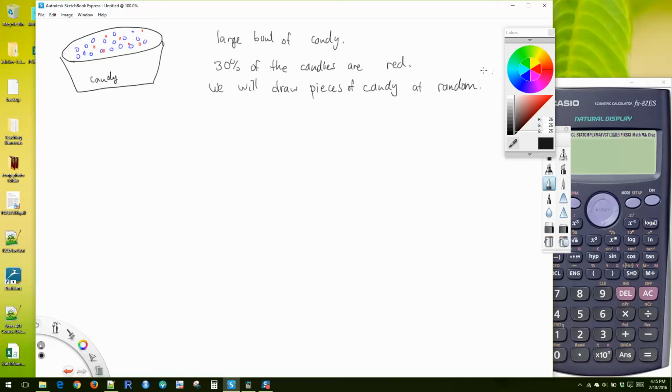Okay, and we will assume that the bowl is big enough that even after you draw one piece of candy, there's still a 30% chance of getting red on the next one, right? If you had a small amount of candy, that's not the case. If you only had 7 blue pieces and 3 red pieces, as soon as you draw one red piece, now you have 7 blue and 2 red, okay? But we're going to say this bowl is so big that every time you draw, we can treat it as if there's a 30% chance of getting red each time. The bowl is so big that each draw can be treated as independent, and the probability of getting red remains the same.